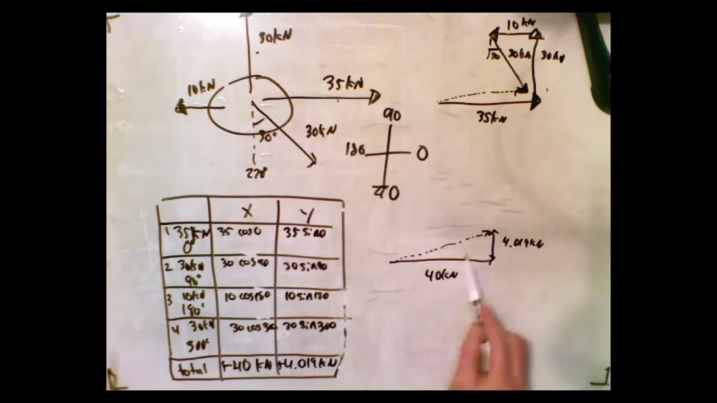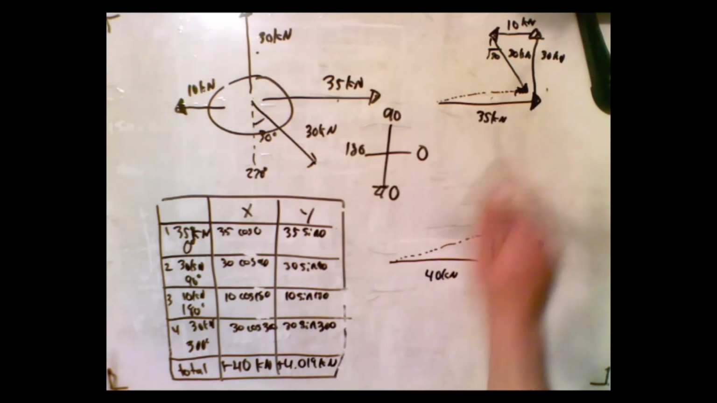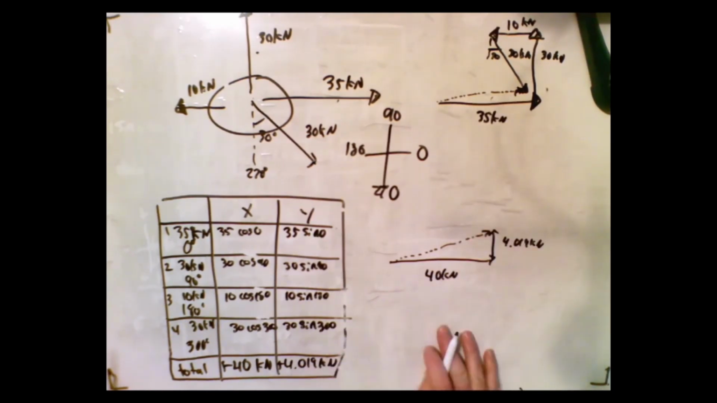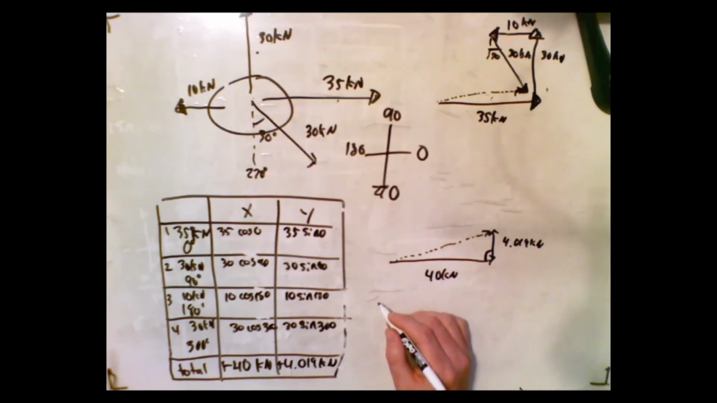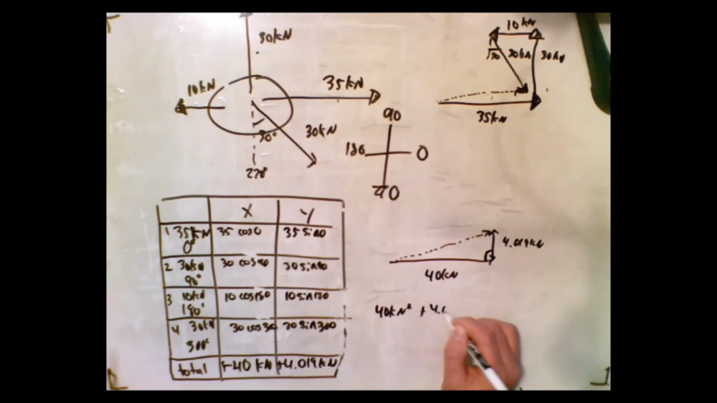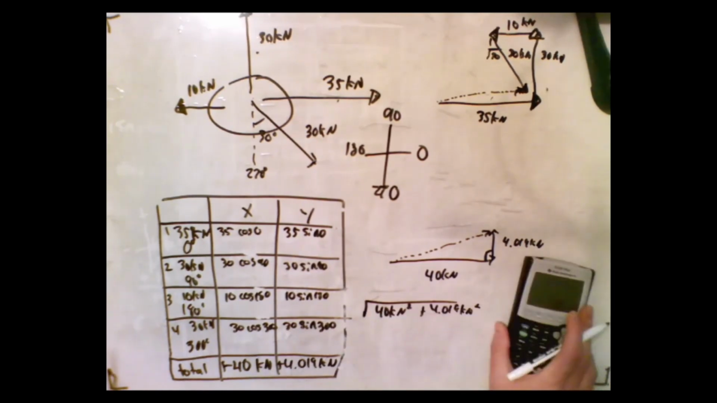And if we take a look at this drawing here and our original drawing there, right? This is our net force, this is our net force. It looks the same, but now it's a right angle triangle. So we can use Pythagoras and tan negative 1. So we have 40 kilonewtons squared plus 4.019 kilonewtons squared. And we square root it.